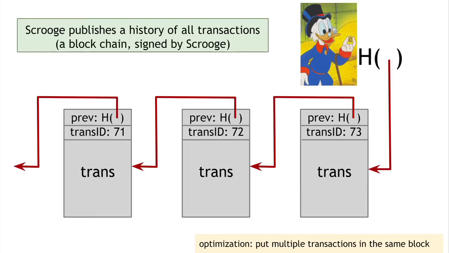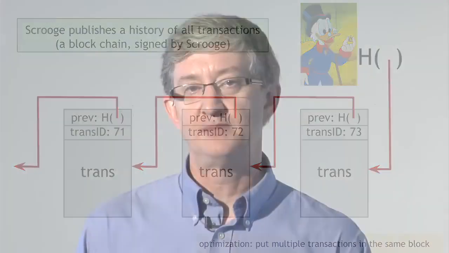Okay. Now I said here that we put one transaction in each block. We do that for simplicity of explanation, but in practice, as an optimization, we'd really put multiple transactions into the same block, as Bitcoin does. So you can bear in mind as I talk about Scrooge Coin that that's the way we'd really do it in practice. So Scrooge publishes this history.